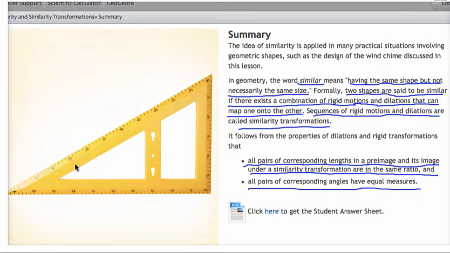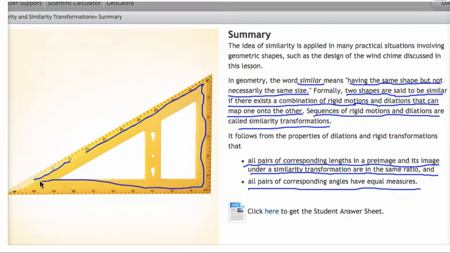For example, suppose we're looking at this triangle and this smaller triangle. And suppose we're told that they are similar. What that means is that all three of their corresponding angles are congruent. So this angle is equal to itself, of course. So we know that angle's congruent. But this angle is equal to this angle, and this angle is equal to this angle.